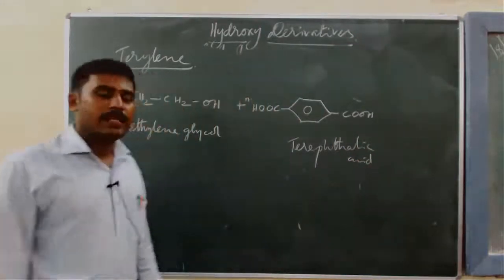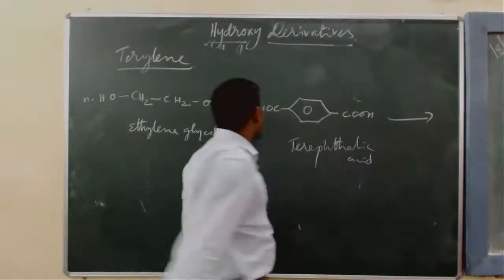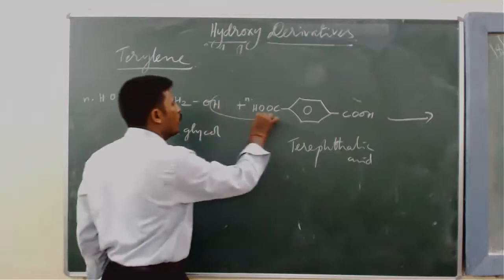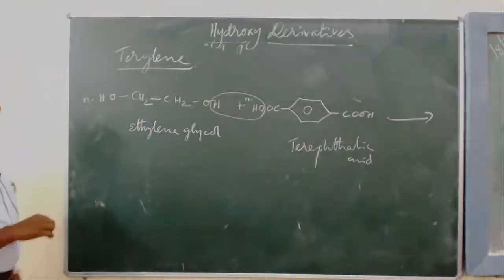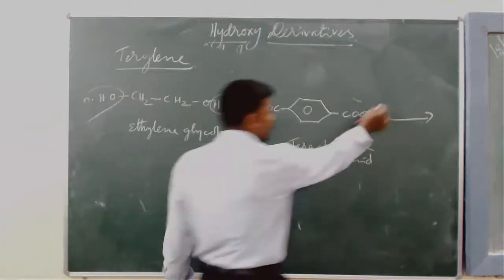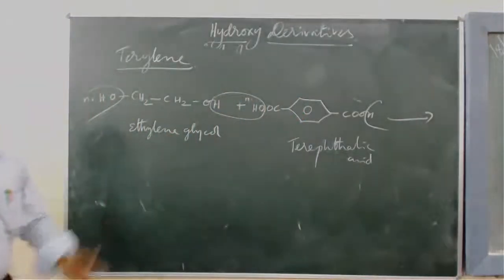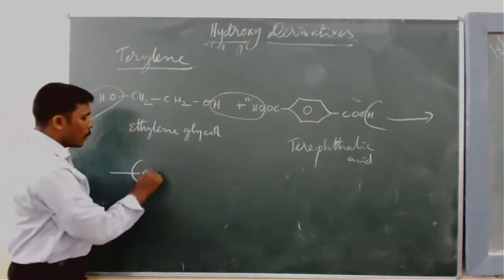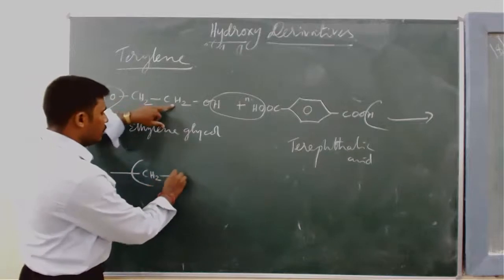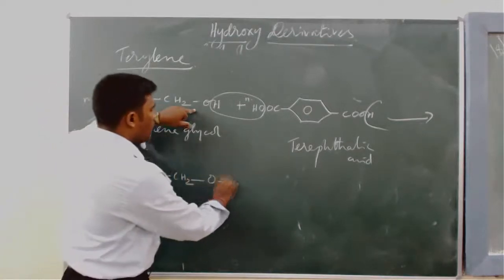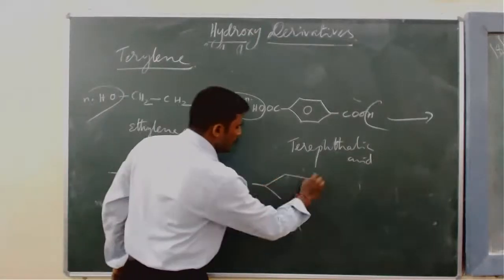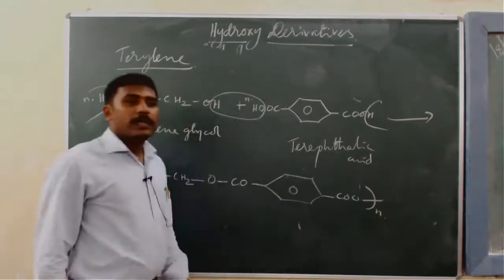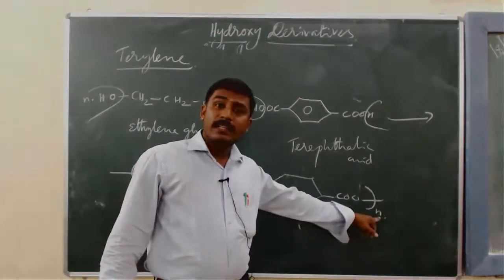Listen. Always OH comes from the acid and H from the alcohol, so there is removal of a water molecule like this. Then one more water like this. The remaining parts you write together, and that is Terylene. So our product is CH2-CH2-O-CO, then the benzene ring and COO. In the product you have to add n at the end of this part.